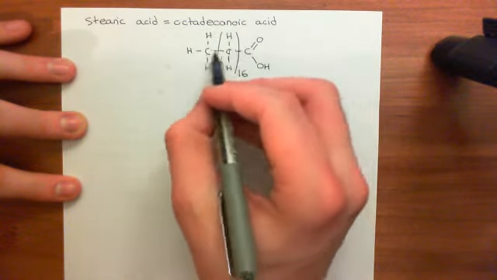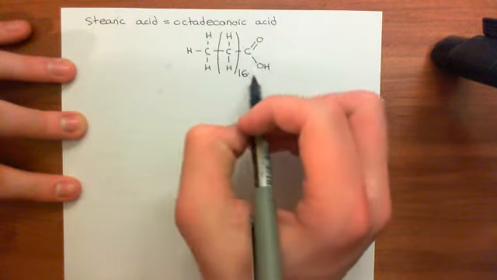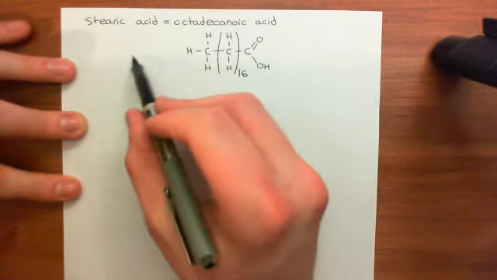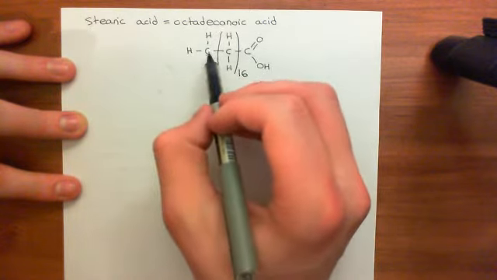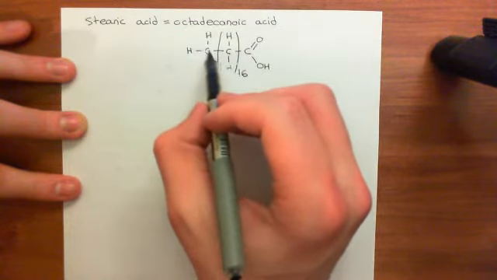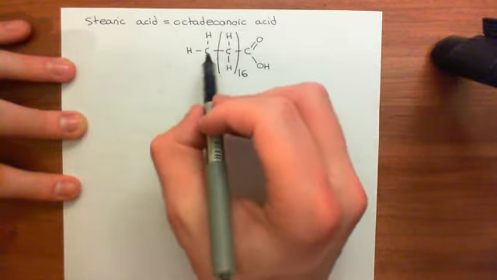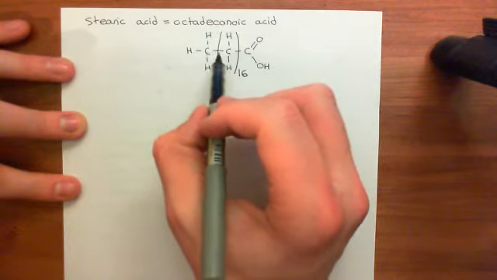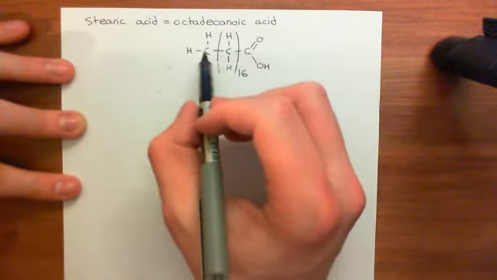We can see that it's got an extremely long chain. It is a carboxylic acid, and also this tail is extremely hydrophobic because it's extremely non-polar. As I say, carbon and hydrogen have roughly the same electronegativities, so none of these bonds are polar, and certainly a carbon-carbon bond isn't going to be polar because carbon will have exactly the same electronegativity as another carbon.